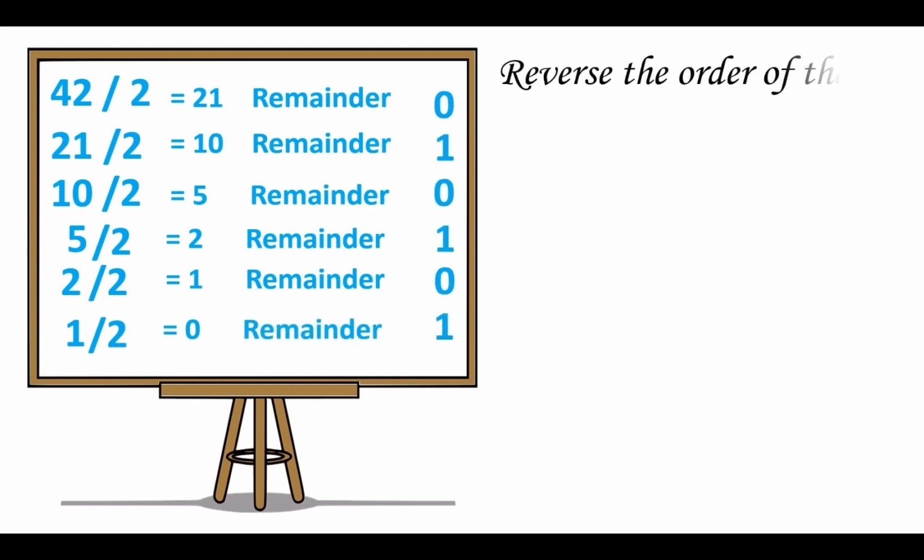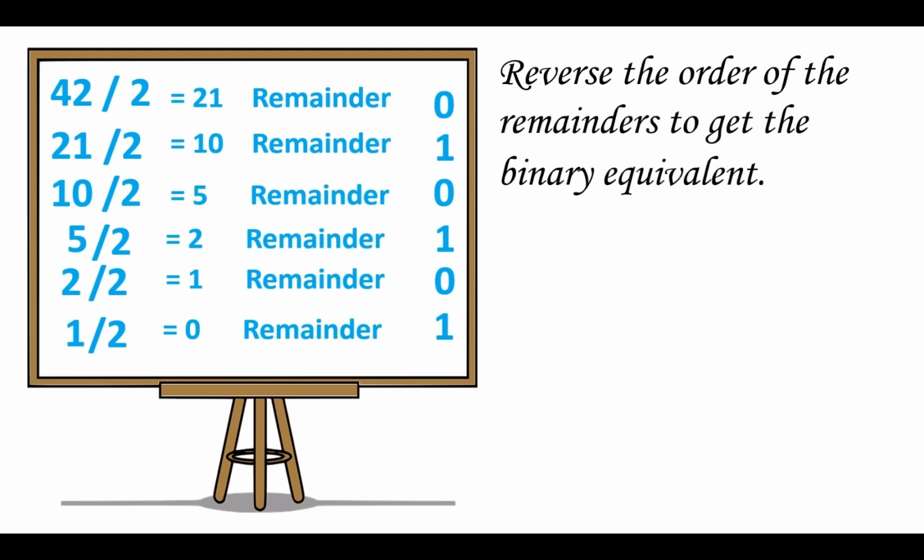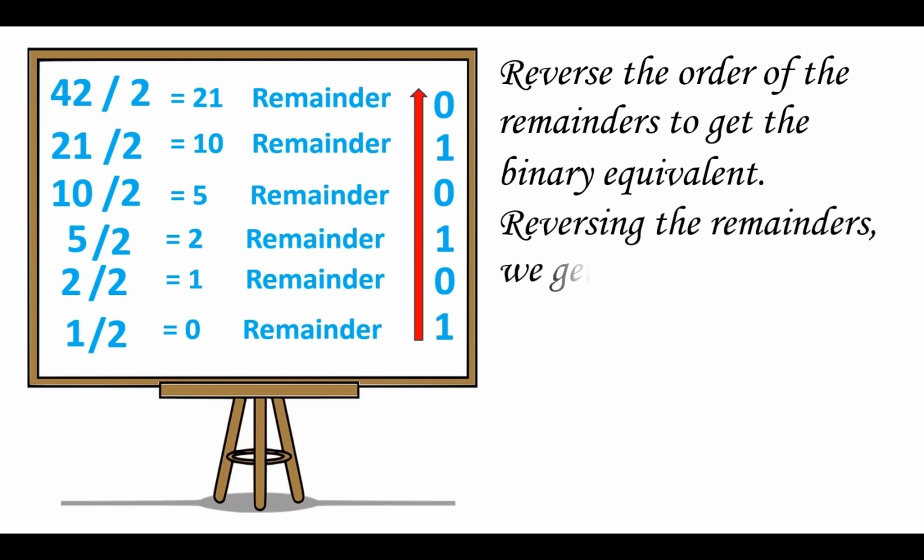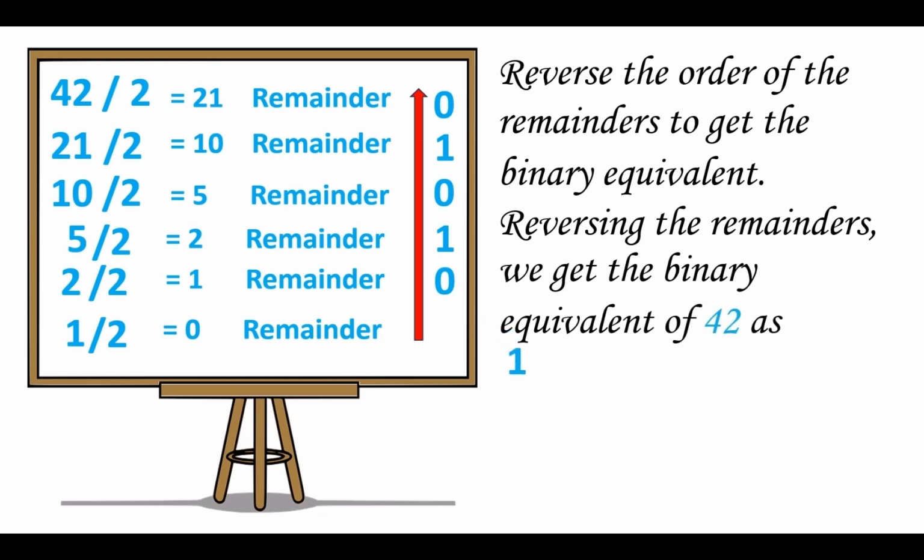Reverse the order of the remainders to get the binary equivalent. Reversing the remainders, we get the binary equivalent of 42 as 101010.